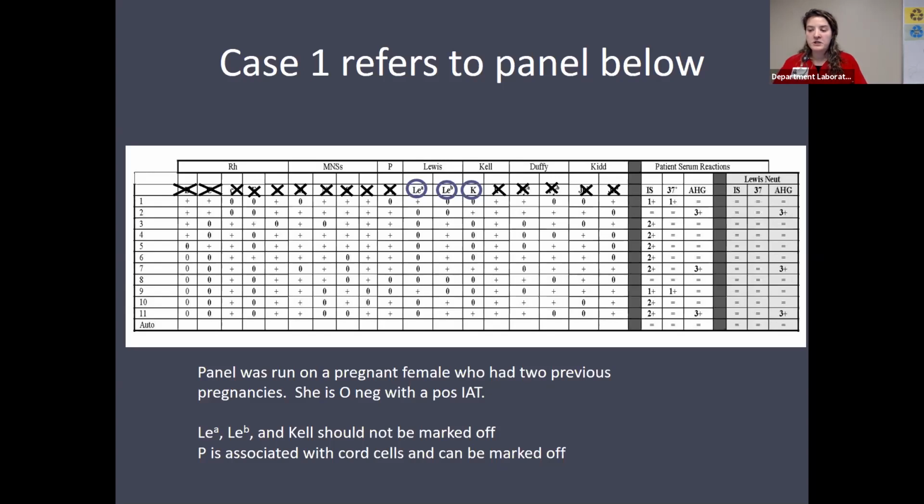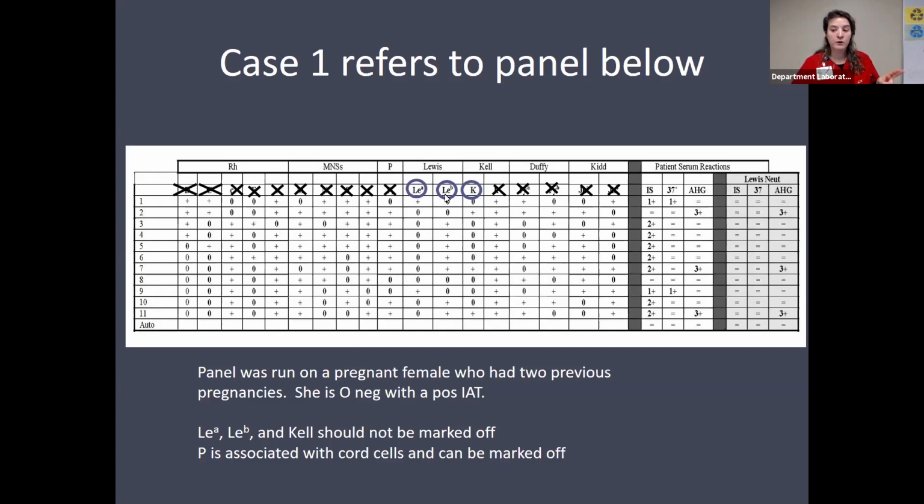This is a tricky question, because you remember the rule of 3: you have to have 3 positives and 3 negatives. If you break this down in this particular case, notice that if you just look at Lewis A, you have panel cell 1 and panel cell 9, 2 positives there, right? That are only reacting at the initial spin at 37. So if you had to follow the rule of 3, you would need to run an additional Lewis A positive cell to get that rule of 3.